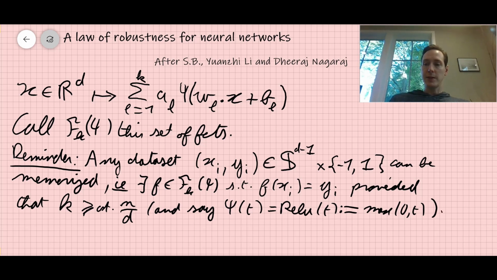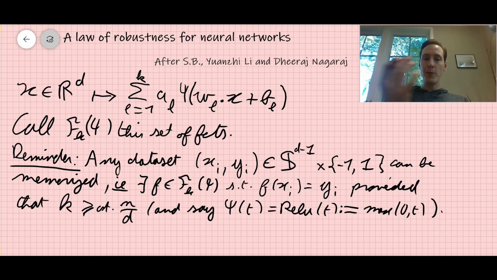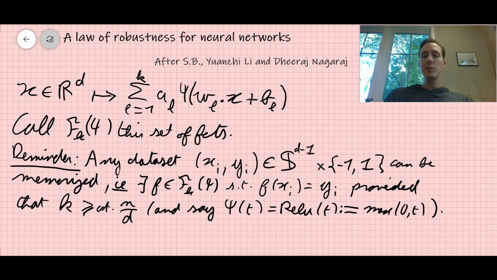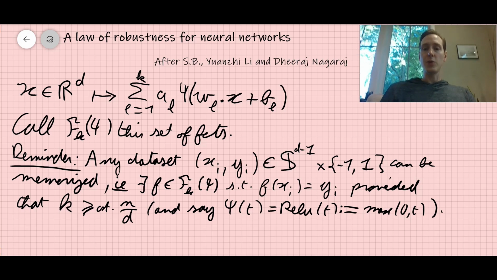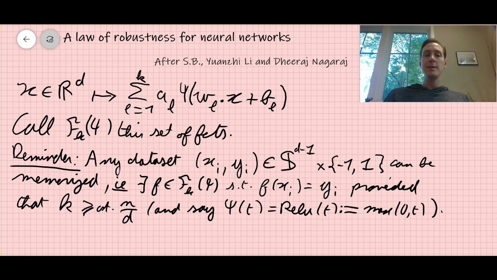All right, so let me just say this again. Any data set can be memorized with a pretty small neural network. How small? Well, you need the number of degrees of freedom, k times d, to be larger than n. Why do I say it's the number of degrees of freedom? Just notice that each neuron is described by d plus 2 real numbers: d numbers for the vector w_l, 1 for b_l, 1 for a_l. So k times d is roughly the number of degrees of freedom of my network. And I need this number of degrees of freedom to be larger than the number of equations that I want to satisfy. I didn't say it, but my data set i goes from 1 to n. I have n data points in dimension d.